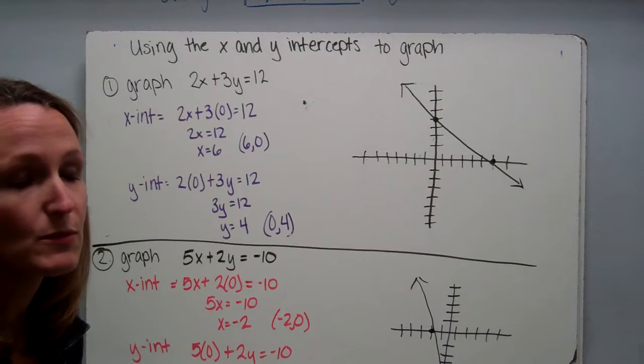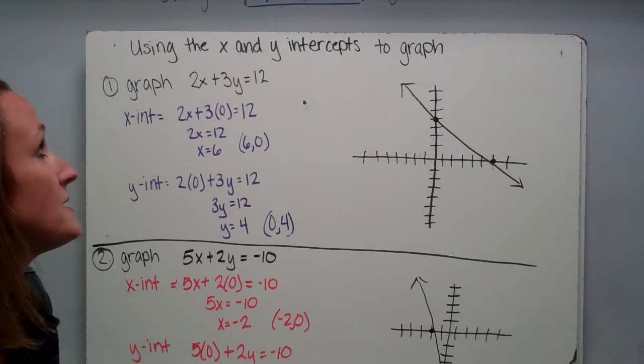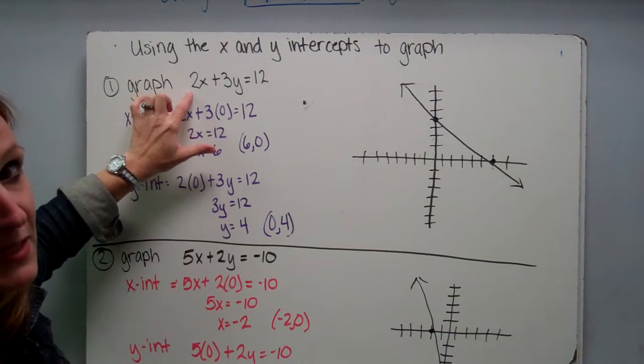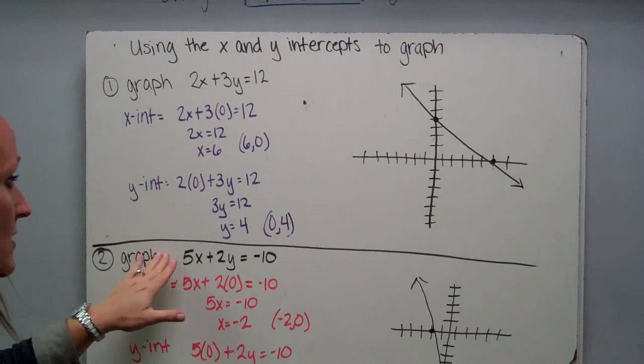This is without rearranging it into slope-intercept form and without looking for my slope. That's not to say that I can't take this and find my slope, but we don't have to in this instance. Let's do another one.